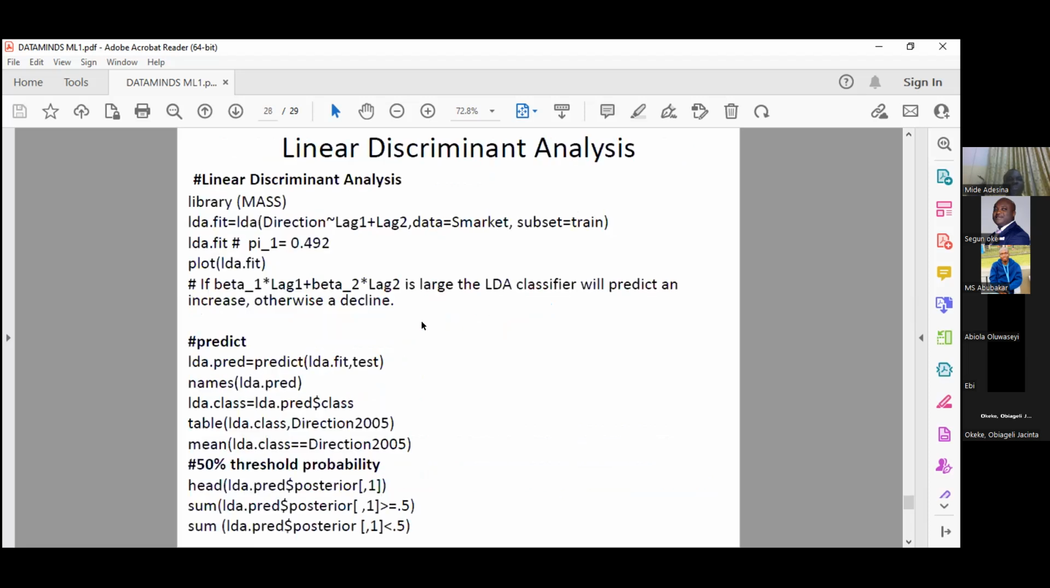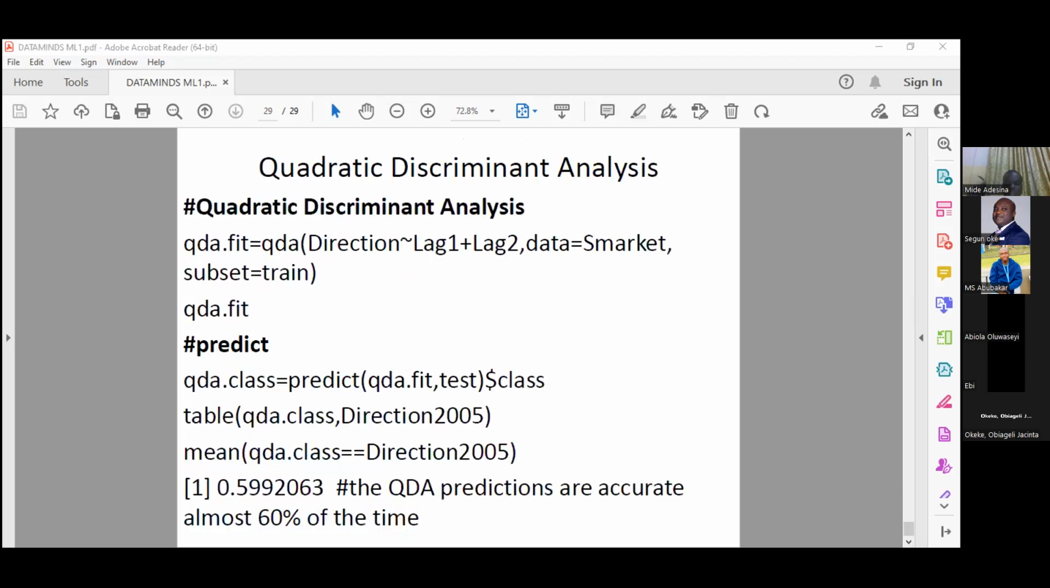Now we go to linear discriminant analysis. In doing that, we need the package MASS, which usually comes with R. We don't need to install it, as it comes directly with one of the libraries provided. So we subject it to linear discriminant analysis, and we obtain that. After that, we conduct our prediction and follow the procedure.